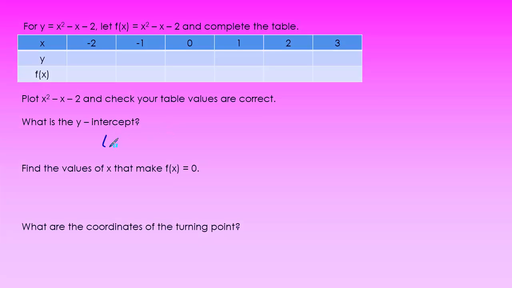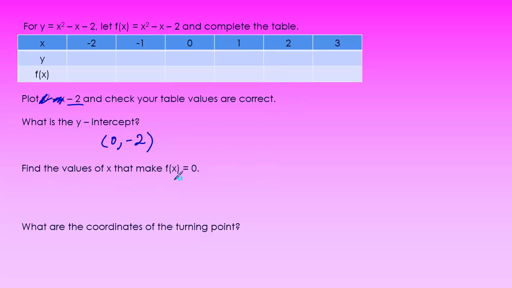The y-intercept we know was at 0, negative 2. Of course, it's always when x is 0, because x is 0 on the y-axis. And of course, if x is 0, this term and this term disappear, just giving us that y is negative 2.